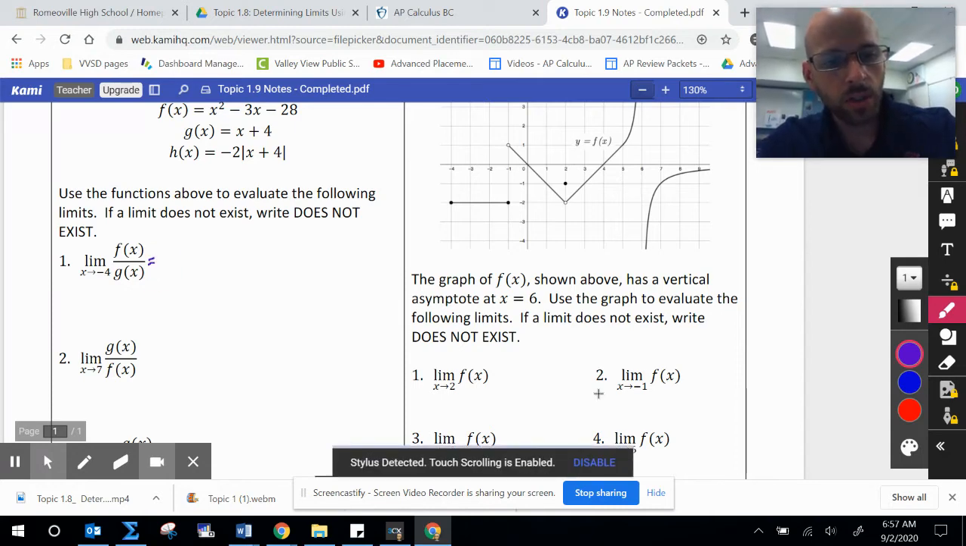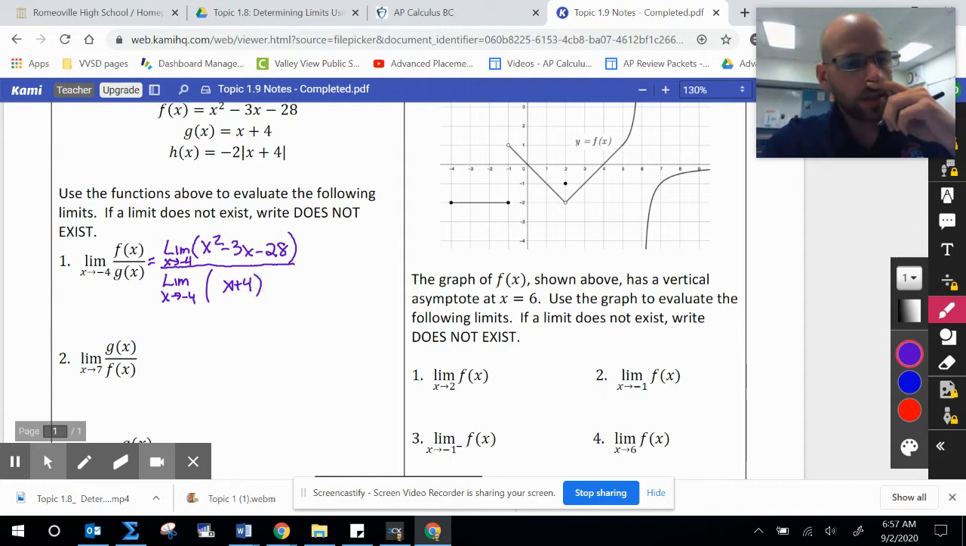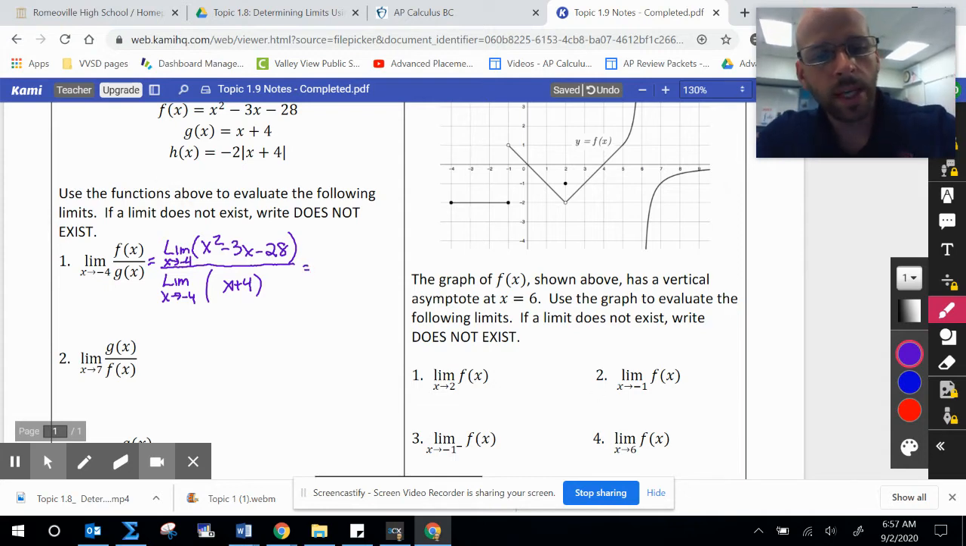So when I do a quotient, I'm going to do the limit of f of x as x approaches -4, and that's x squared minus 3x minus 28, all over the limit as x approaches -4 of g of x, which is just x plus 4. Now, if you do a direct substitution here, you're going to end up getting 0 over 0, which is indeterminate. So what we need to do is factor and cancel, factor and reduce.